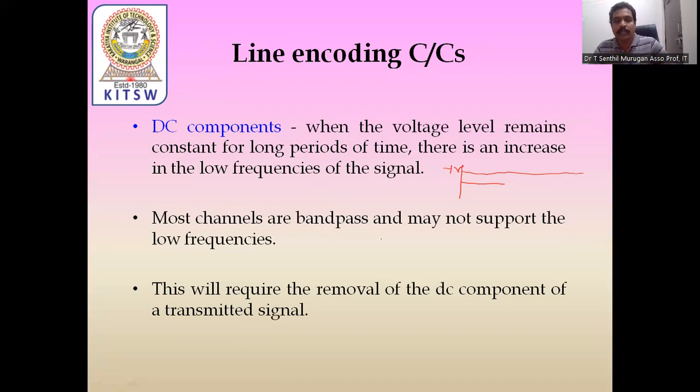So what happens normally? Most channels are band pass channels and may not support low frequencies. For example, if you are sending voice through a telephone line, a minimum of 200 hertz should be there. If you are sending any signals below 200 hertz, the signals cannot be processed in the telephone line.